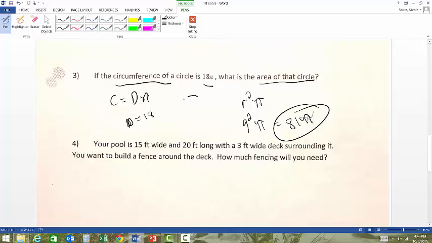If we were to look at this in a drawing, my diameter is 18, so you can see that halfway through that is the radius, which we got 9. So the distance around this is 18 pi, which is our circumference, and the amount of space within is 81 pi, so they are different numbers.